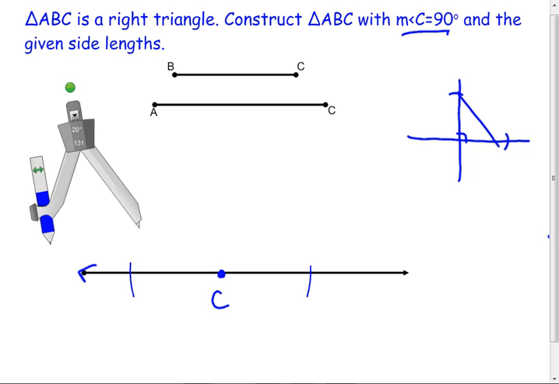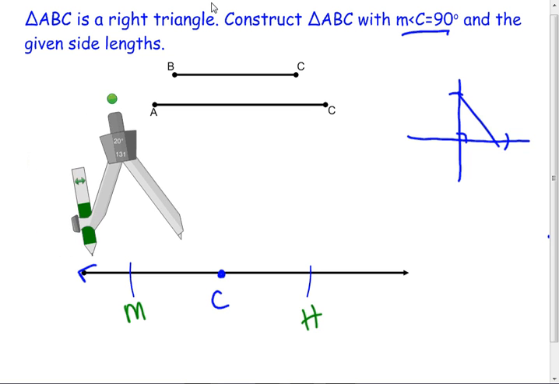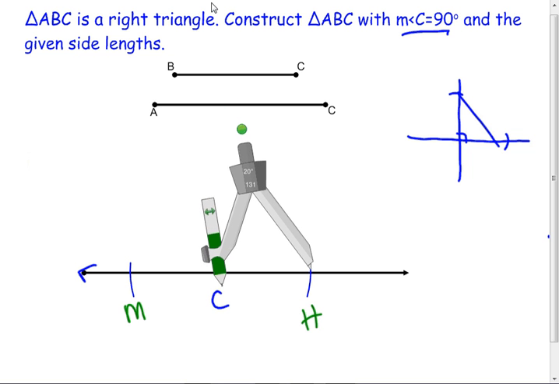I'm not doing either one. I'm just constructing a perpendicular first. And all I know how to do is a perpendicular bisector, so it means I have to have a segment. So I call this M and H. Not part of the problem. Well, I have to use them. They're my helpers. Now, I want the perpendicular bisector of this segment.